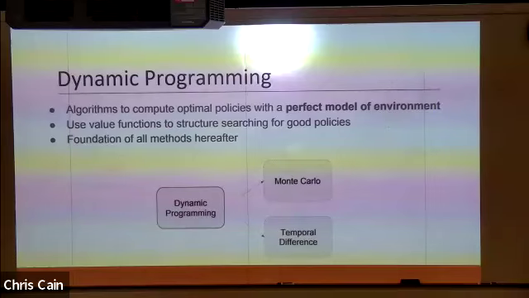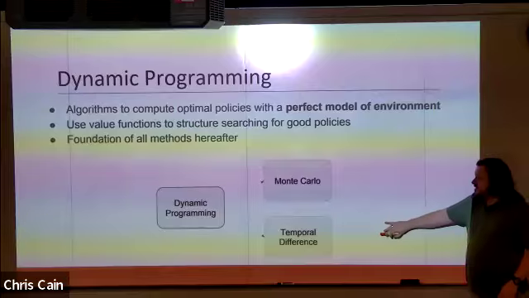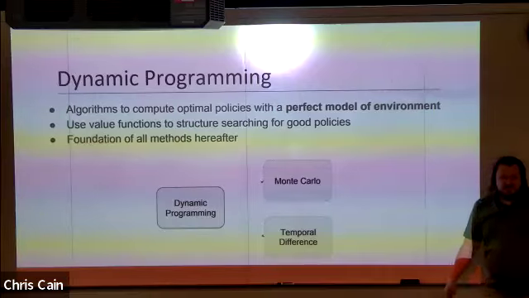So dynamic programming breaks down into a couple of different types; there are some different ways of tackling this problem. Dynamic programming still requires a perfect model of the environment. And if you don't have a perfect model of the environment, we can take what we know from dynamic programming and apply it to either Monte Carlo or temporal difference, where we don't have a perfect model of the environment.